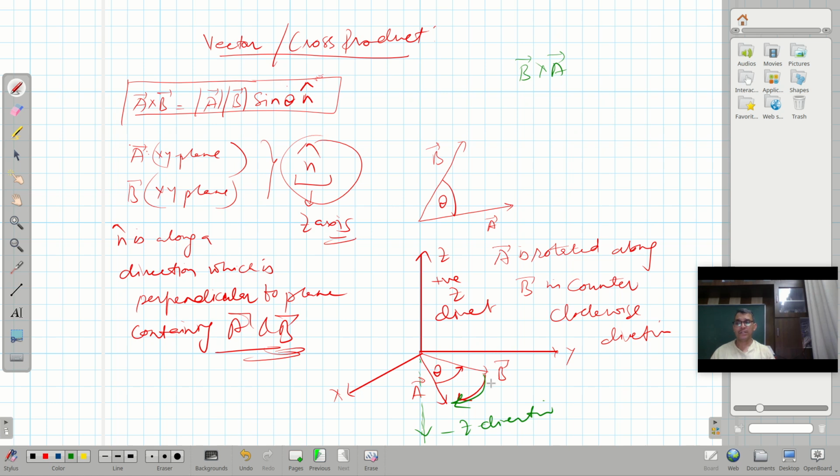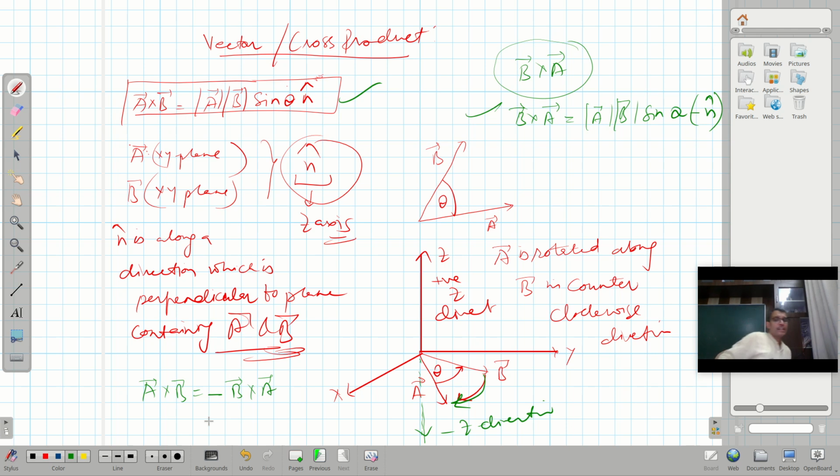That's what we have to take care of here. So B cross A can be represented as the magnitude of both the vectors, times the sine of the angle between them, times minus n cap. From these two equations we can conclude that A cross B is always equal to minus B cross A.